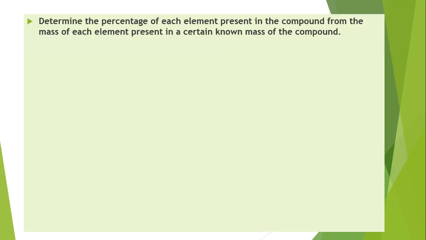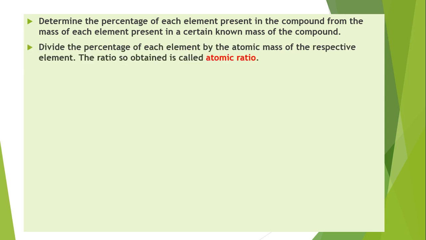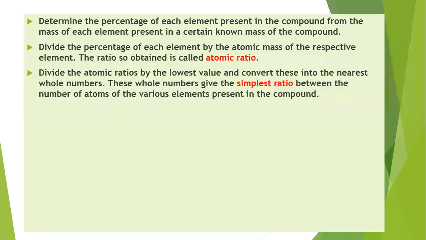The first step is to determine the percentage of each element present in the compound from the mass of each element present in a certain known mass of the compound. Second, we have to divide the percentage of each element by the atomic mass of the respective element. And the ratio so obtained is named the atomic ratio. The third step is to divide the atomic ratio by the lowest value.